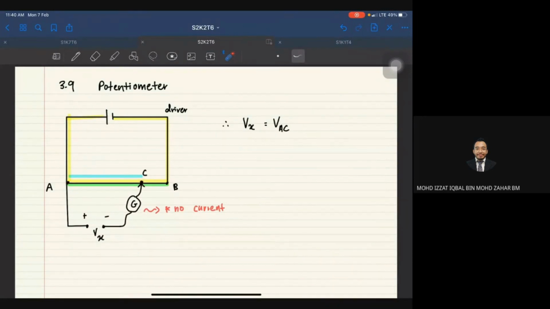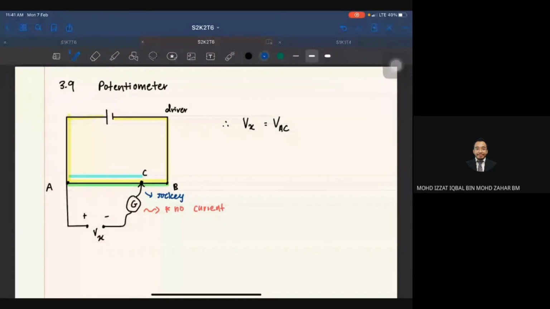Okay. Yang position C ni, kalau kamu rasa saya letak arrow. Okay. Arrow there represent the jockey. Jockey ni apa? Sebenarnya jockey ni adalah ibarat pen. Okay. Cuma dia adalah conductor punya pen. So basically kamu boleh bayang macam pen kamu tu kan, tapi besi lah. So it is actually to complete the circuit.